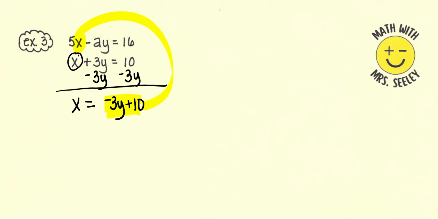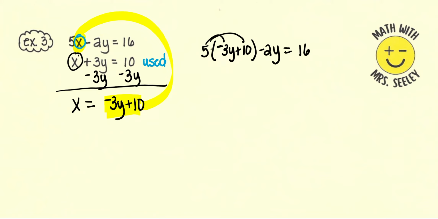It's really important that you substitute it in the other one. This is the one that I used to get what x is, so therefore I'm going to substitute it into the other equation. And so I will have 5, but where that x is, I'm going to put -3y plus 10, then minus 2y is equal to 16. And I'll have a nice equation to solve.